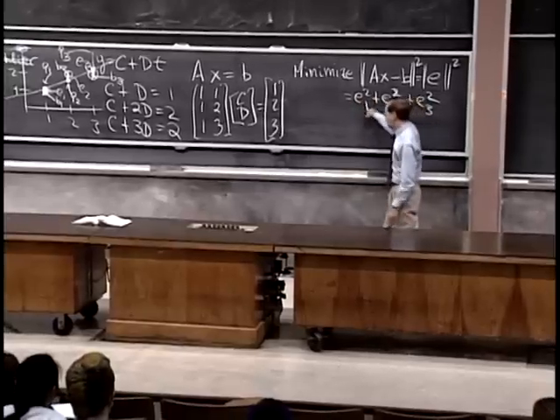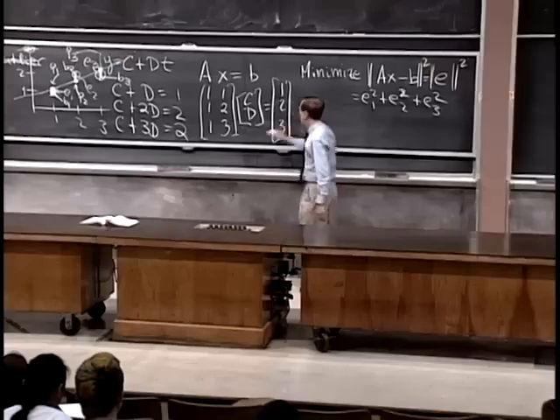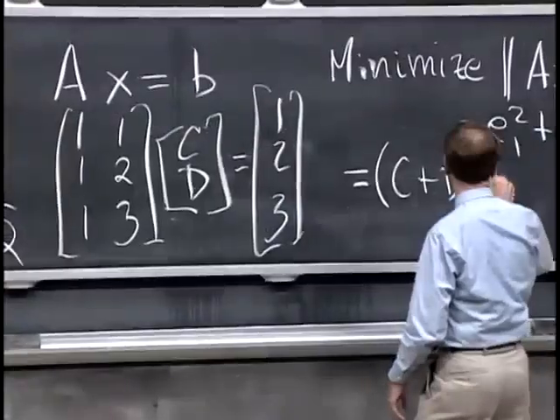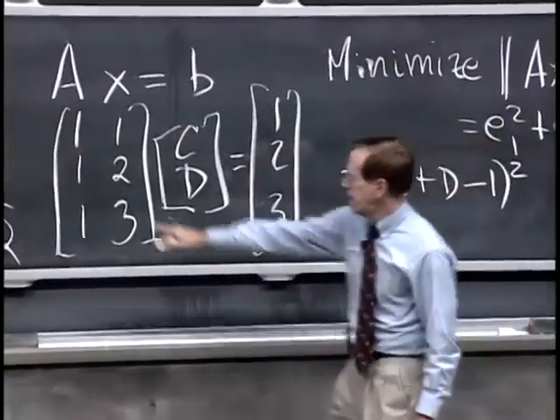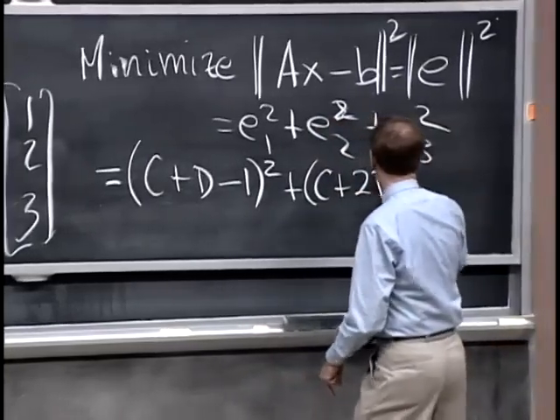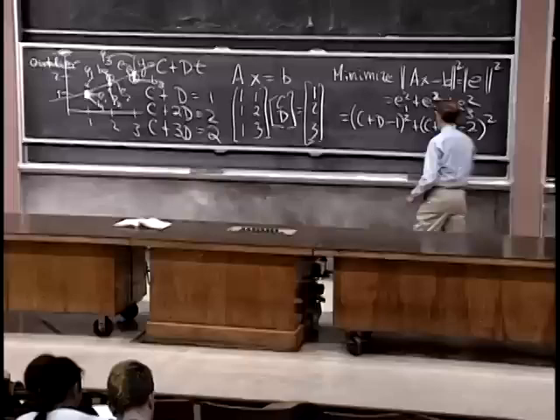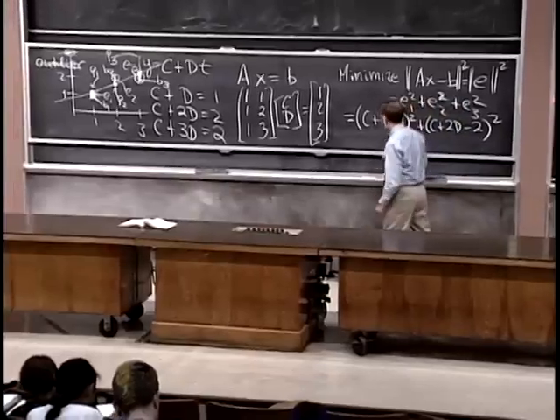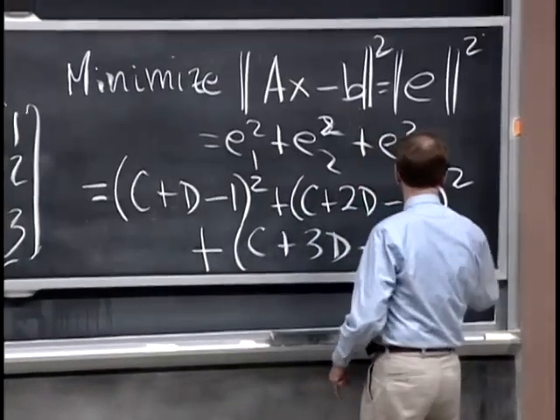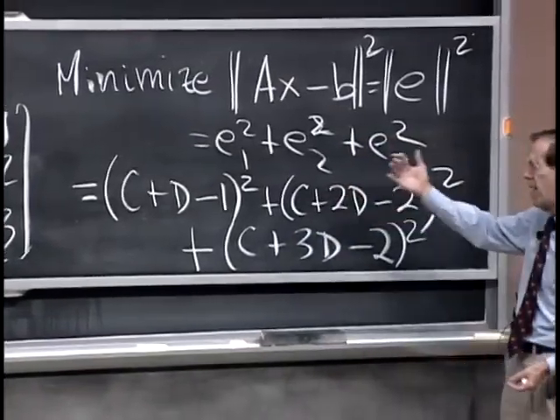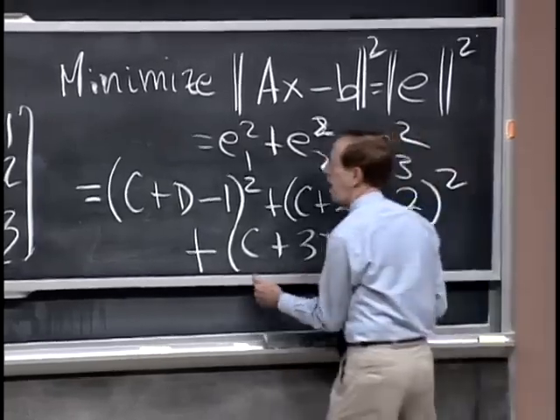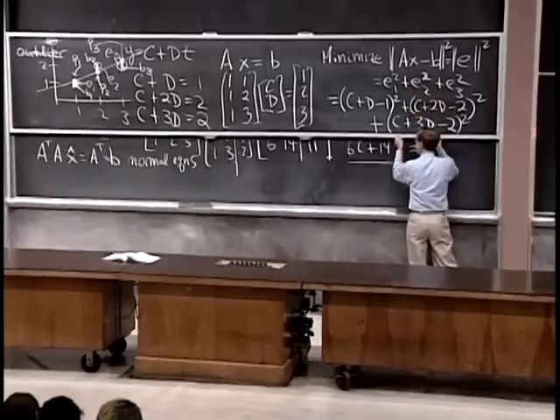So what's the first error? The first error is what I missed by in the first equation. C plus D minus 1, squared. And the second error is what I miss in the second equation. C plus 2D minus 2, squared. And the third error squared is C plus 3D minus 2, squared. That's my overall squared error that I'm trying to minimize.